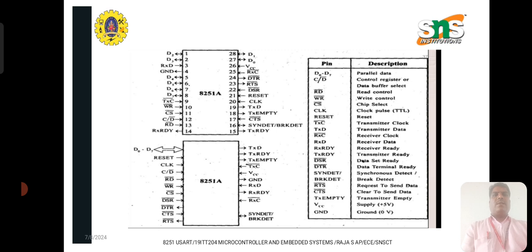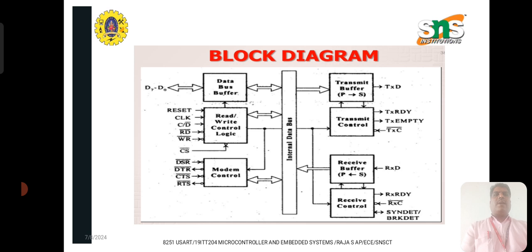The above figure shows the first 15 pins and how they can be used, and the 28th pin is for data communication. The figure below shows the individual application of each block diagram. So these are the important concepts in this 8251.